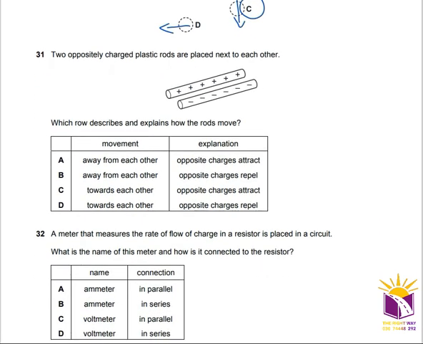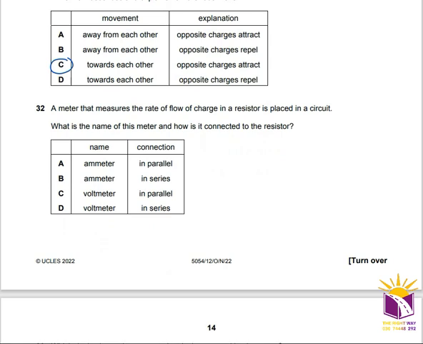Question number 31. Two oppositely charged plastic rods are placed next to each other. Describe and explain how the rods move. We know that they are oppositely charged and opposite charges attract each other. So they move toward each other, and the explanation is that opposite charges attract each other. So C is the right option. Towards each other, opposite charges attract.